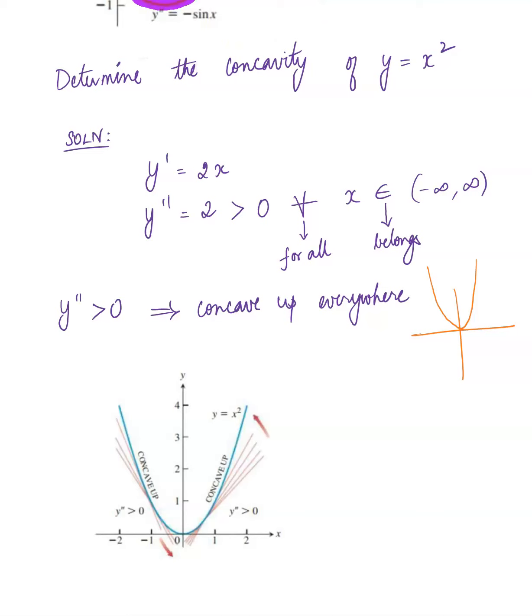So you can twist this question. What if it was y equals negative x squared? What's the concavity of y equals negative x squared? That's going to be concave down everywhere, because if it is y equals negative x squared, y prime will be negative 2x, y double prime will be negative 2. That's going to be less than 0, which means it's going to be concave down everywhere for all x. Yeah? All right.